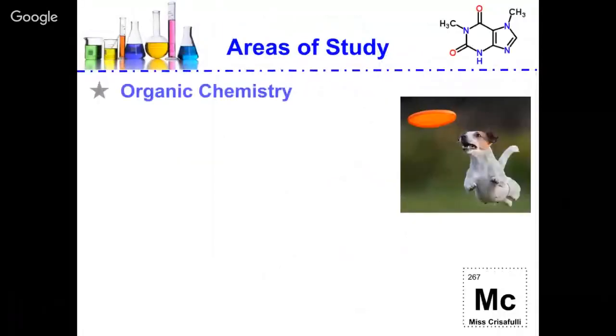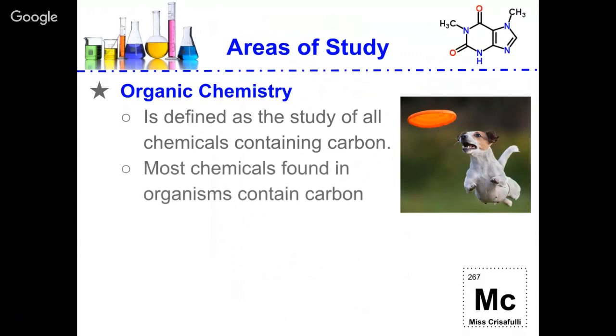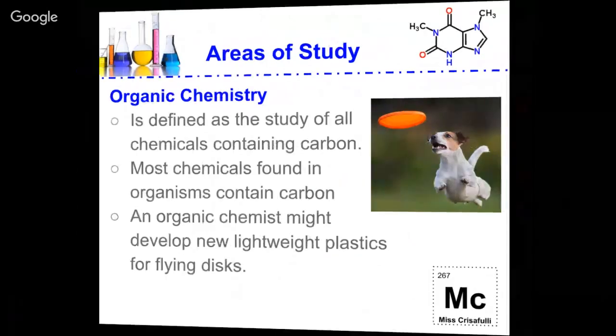So let's start off with organic chemistry. Organic chemistry is defined as the study of all chemicals containing carbon. So this is specific to carbon-containing compounds because carbon-containing compounds behave a certain way. So most chemicals found in organisms contain carbon, and an organic chemist might develop new lightweight plastics for flying discs. That's something that they could do in a laboratory.